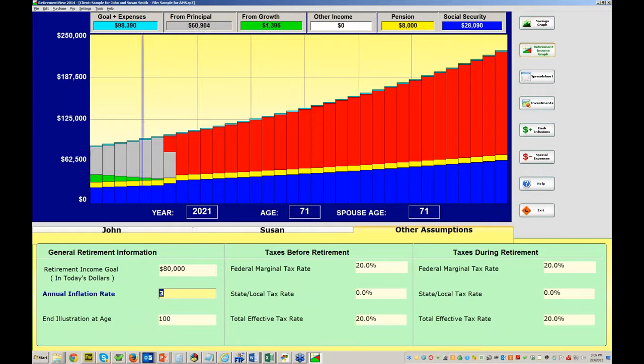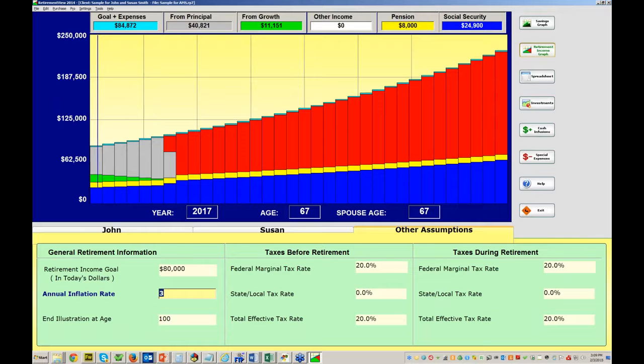And voila, you see a bunch of red. So if I roll my mouse over the graph, the first bar, it says they need $84,872. See that in the goal plus expenses, that aqua blue box up here? The goal part is the retirement income goal, which is this number, plus inflation. The plus expenses part we haven't talked about.